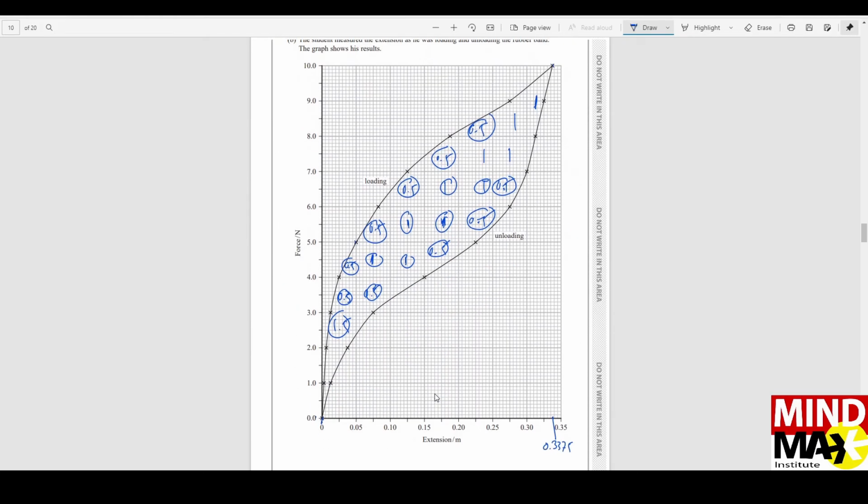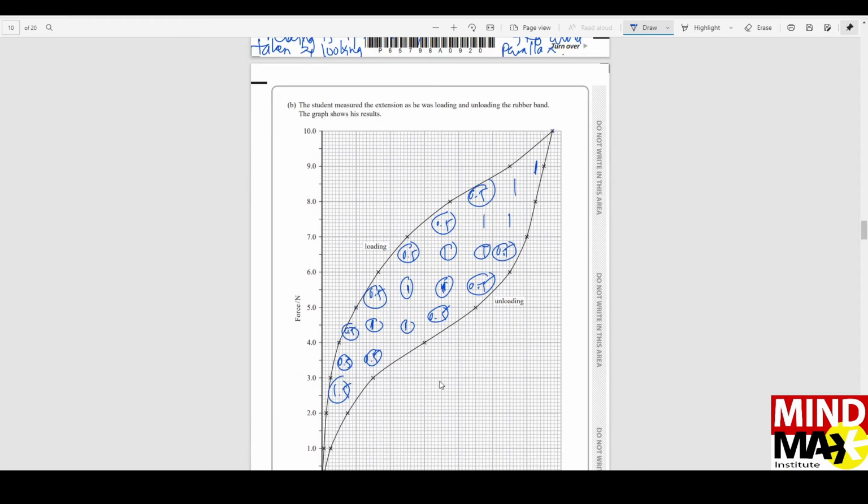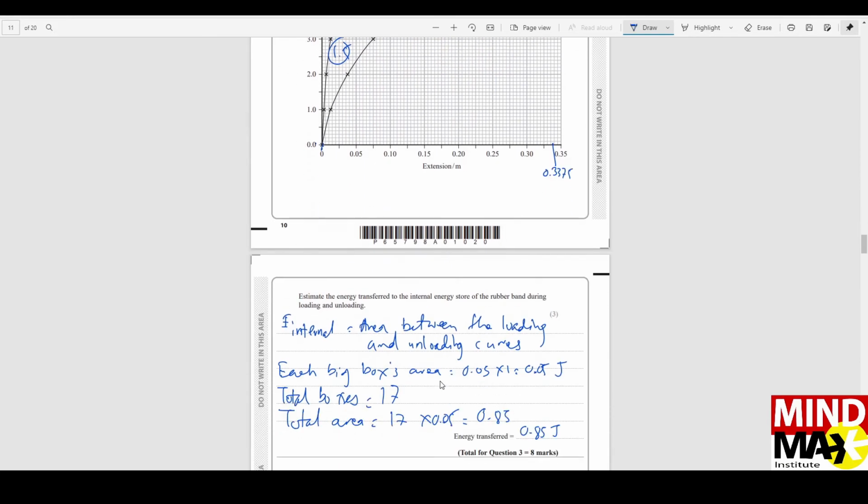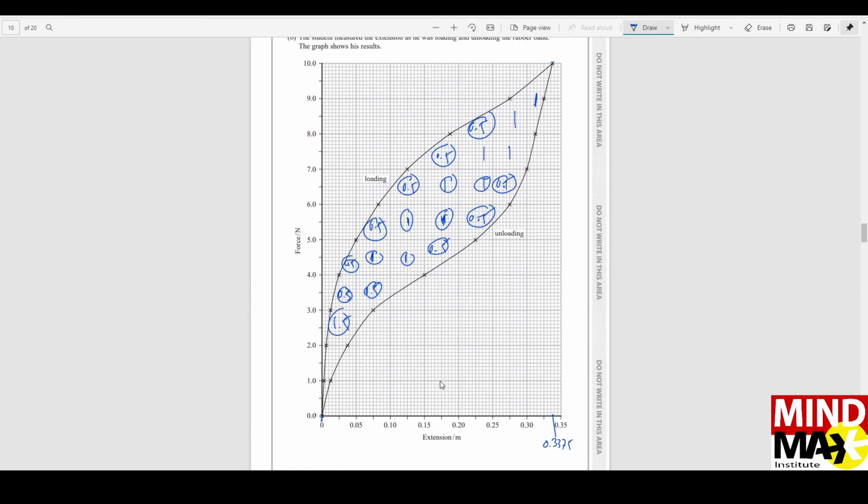So this is basically the hysteresis graph, which contains the loading and the unloading graphs together, and the area in between them is basically the hysteresis loss, which is lost to the system. So estimate the energy transfer to the internal energy store of the rubber band during the loading and unloading. So you have to find this area in between the two.